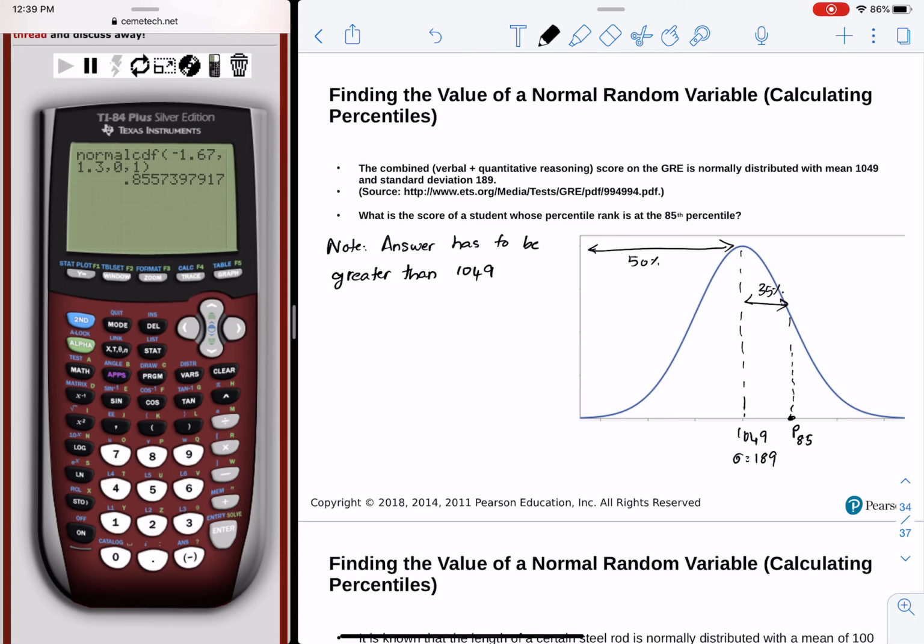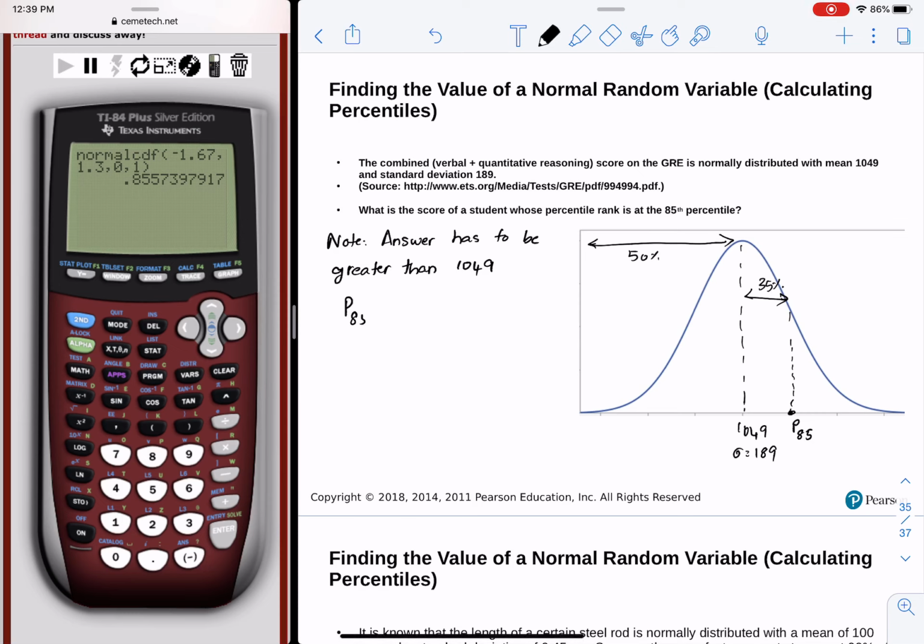So we can find this using the calculator, but we can't use normal CDF. We have to use inverse norm. So P85 would imply 85% is below P85. So that's what the 85th percentile means. So we want to find P85. So the function is inverse norm.